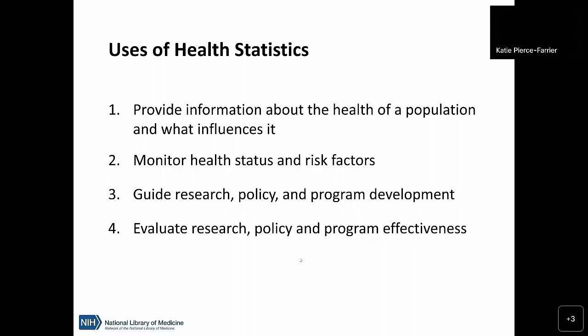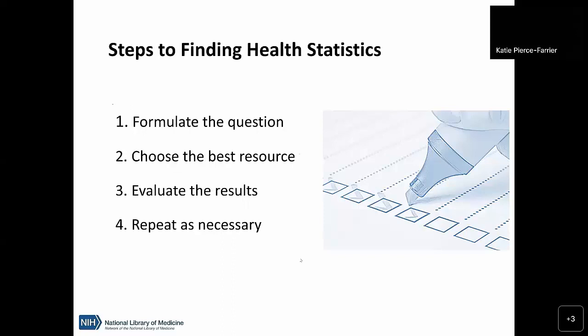So steps to finding health statistics. Let's talk about how to find those health statistics using this four-step process, and this is on your handout as well. So the first step is to formulate a question. You may want to consider the age range, geography, time frame that you need this statistic for. An example of this would be what percentage of those over 18 reported having coronary heart disease in Vermont in 2019? Another example is the rural distribution of the geriatric population in the United States. Has it changed in the last decade?